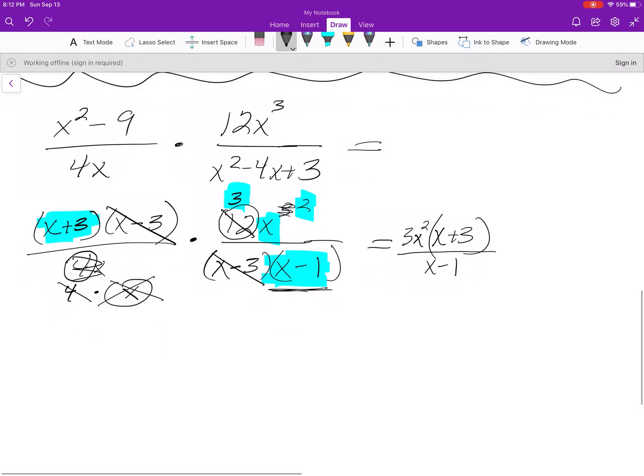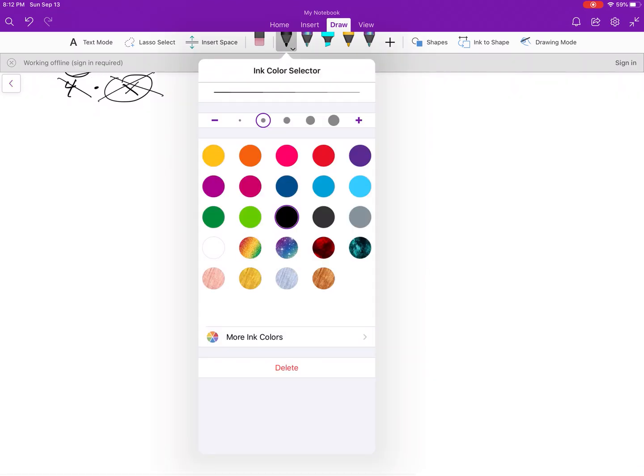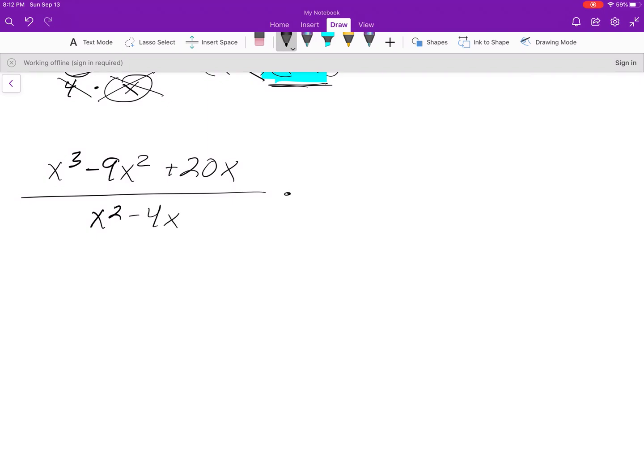Okay, let's try one more of those. Let's try a little bit more complicated one. I know, you can do it. All right, this one, x cubed minus 9x squared plus 20x over x squared minus 4x, and that's being multiplied times another rational expression.